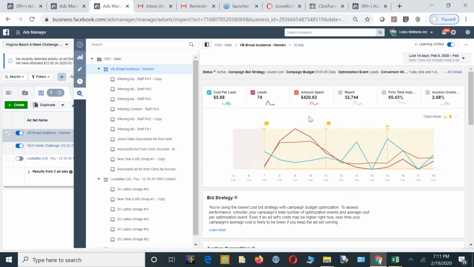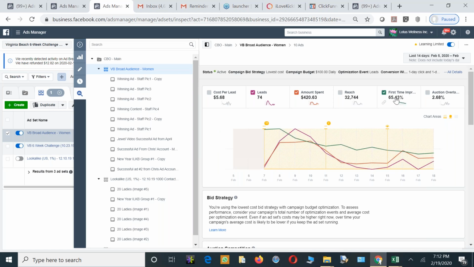I see. So you have two charts. Is one for ad and one for ad set? Or what are the two charts here? This one is for the ad set. The red one. And includes all the ads.